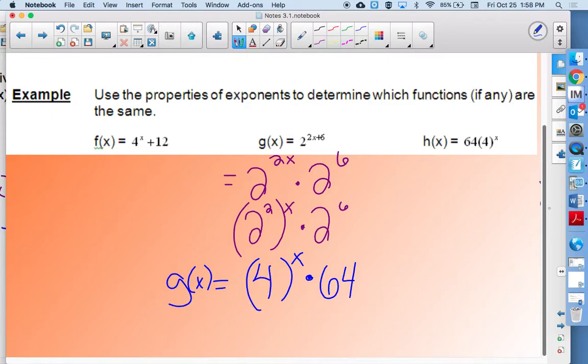Which one is it the same as? H. We could have also started with H and worked through it similarly as well. For letter F, f of x is 12. Can I write 12 as a base of 2 or a power of 2? No. So that one is not the same as the other 2.